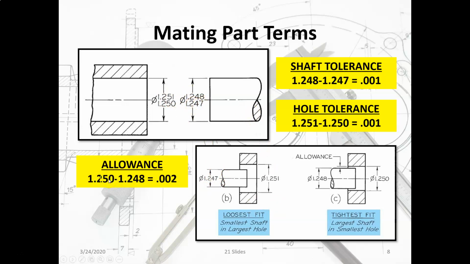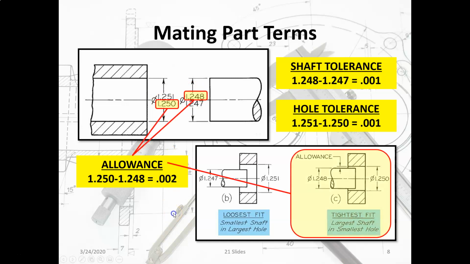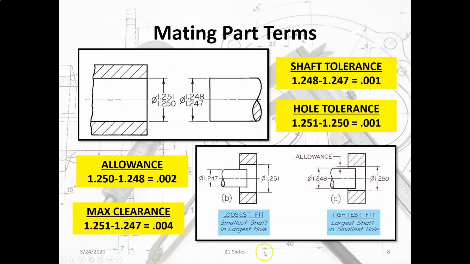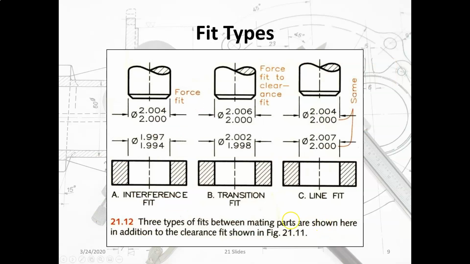Okay. So then the allowance from this, we already talked about it, is 1.248 minus 1.250. The MMC size of the shaft minus the MMC size of the hole, actually reversed, the MMC size of the hole minus the MMC size of the shaft, is 2 thou. That's the allowance. And that's the tightest fit. Right? The maximum clearance is going to be the loosest fit. Right? The allowance is also known as the minimum clearance.